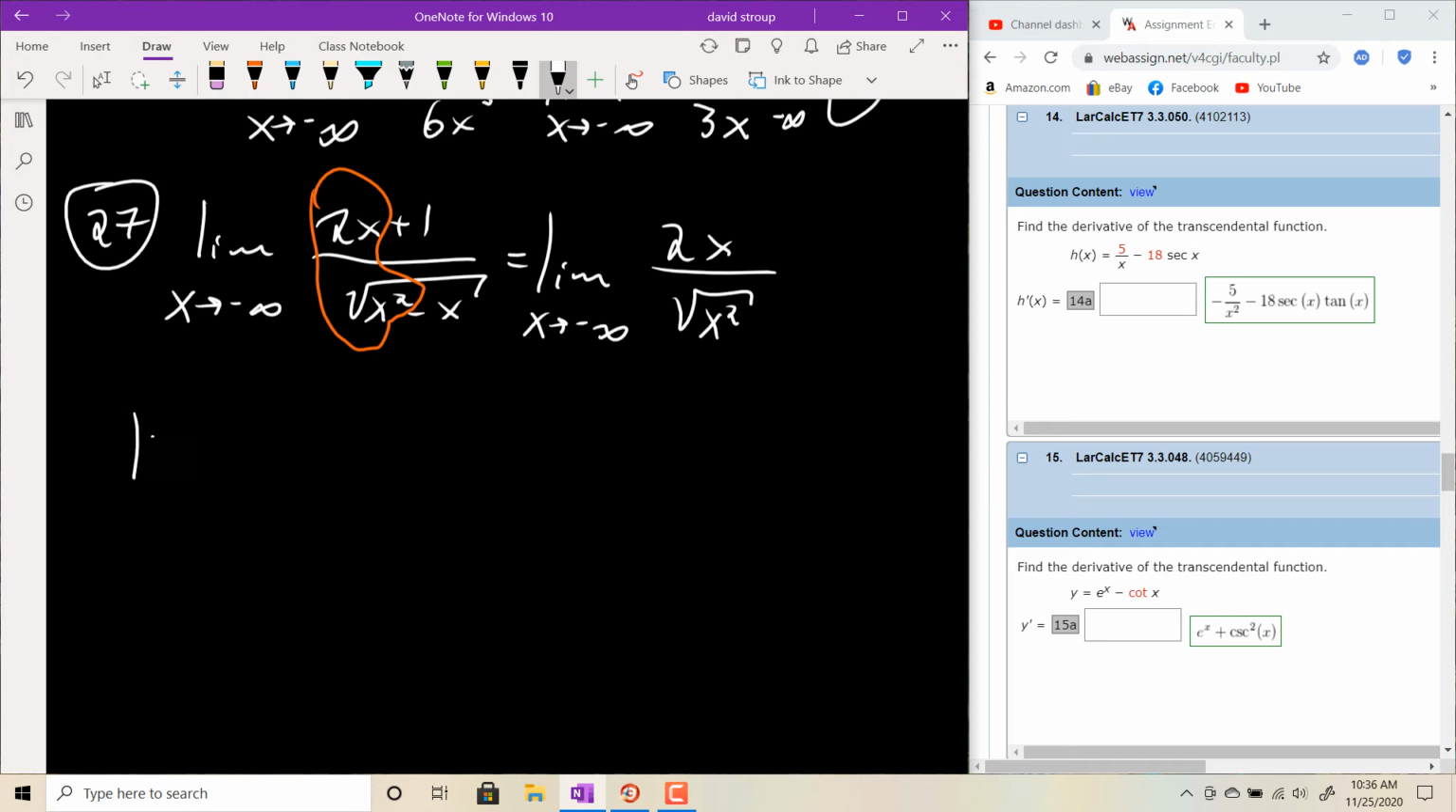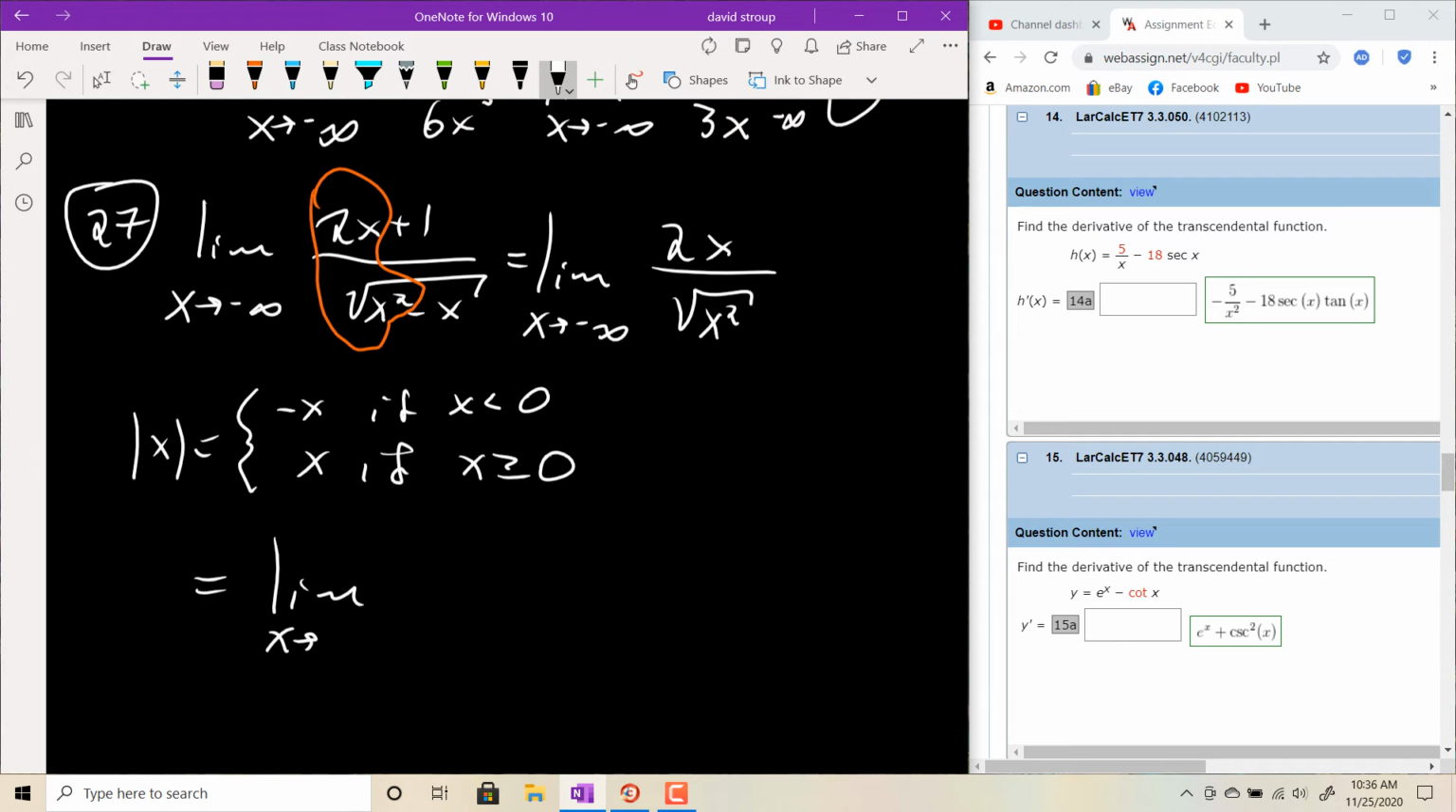The square root of x squared is not x, right? It's absolute value x. And absolute value x is negative x if x is less than 0, positive x if x is greater than or equal to 0, right? Okay, so in our direction, going to negative infinity, we're thinking x less than 0. So I can replace the square root of x squared with negative x, and then this will just be the limit of negative 2, which of course is just negative 2. Okay, so those are always weird.